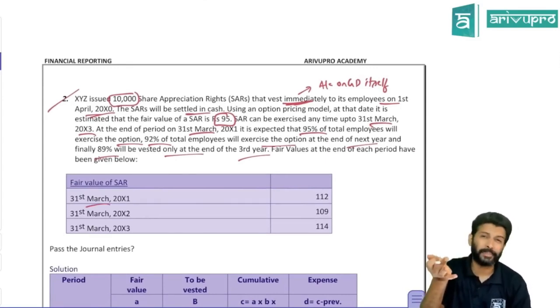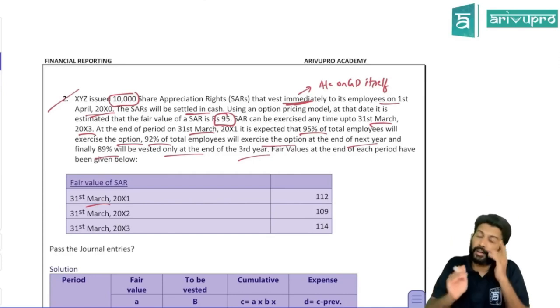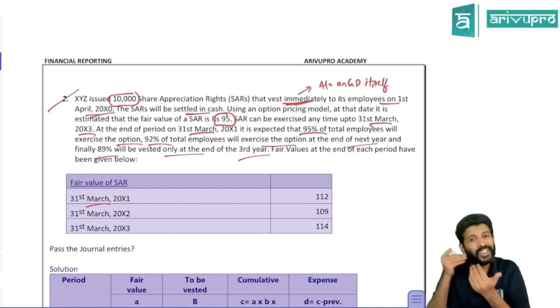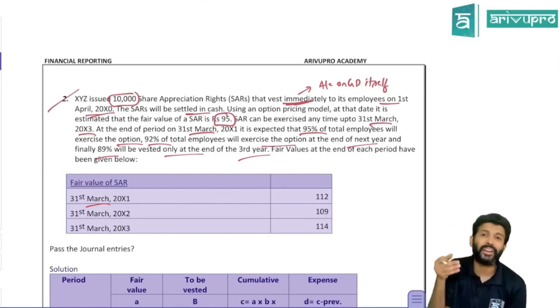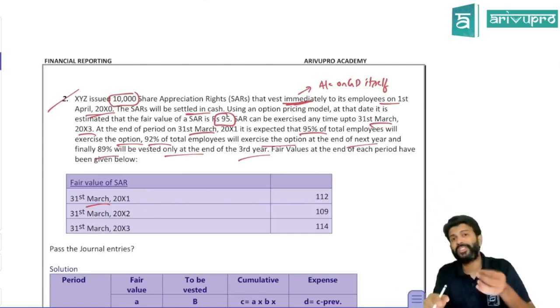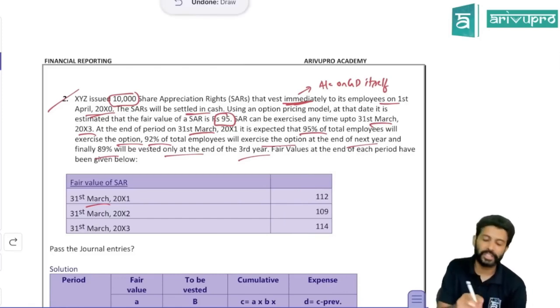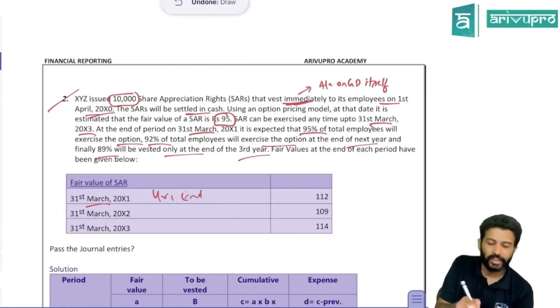Sir, this is a liability. For equity, there is no remeasurement concept. That's the reason we only take the grant date fair value and do the accounting. But for SAR, it's a liability to be settled. That means we can't take the fair value only on the grant date and do the accounting. A liability has to be remeasured at every reporting period. That's the reason they've given the fair value at the end of each year: year 1 ending, year 2 ending, year 3 ending.